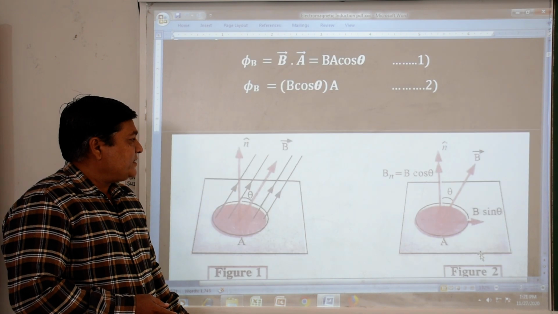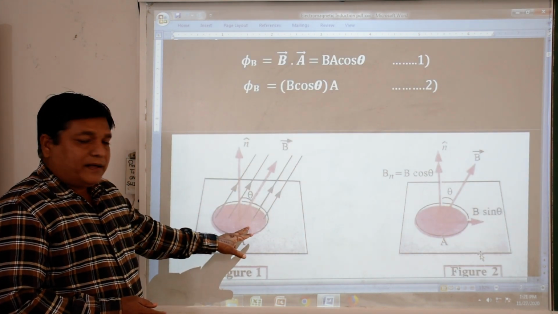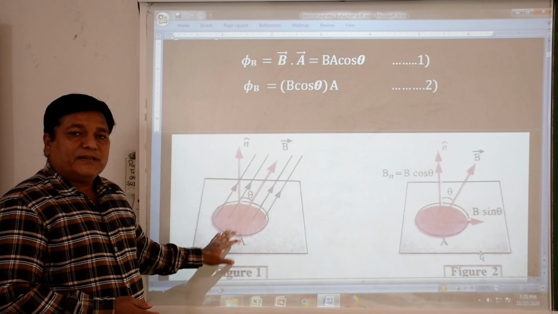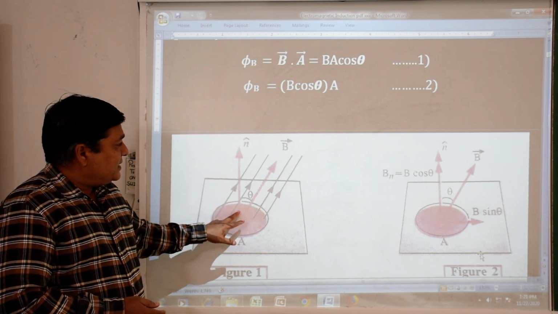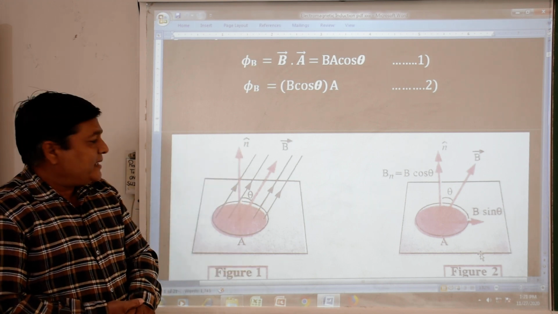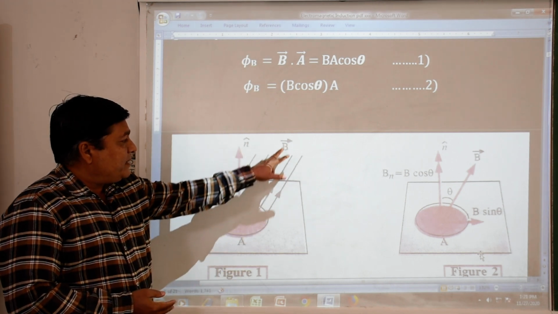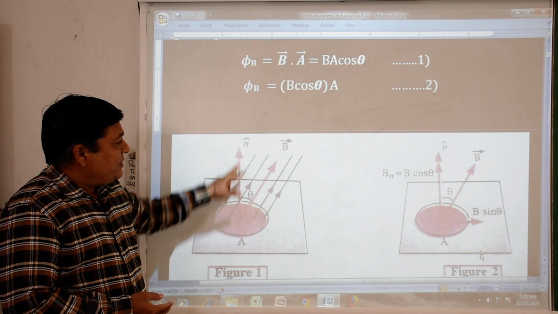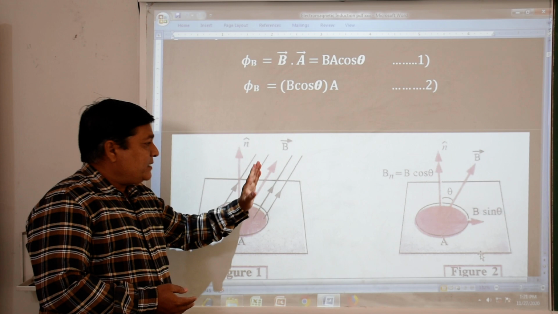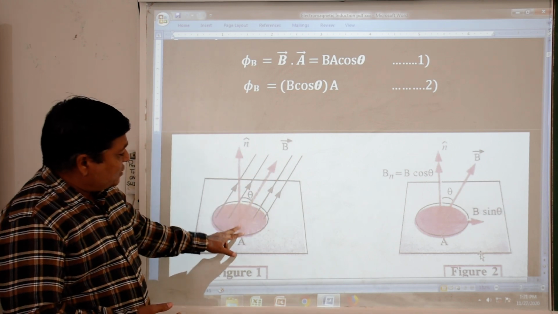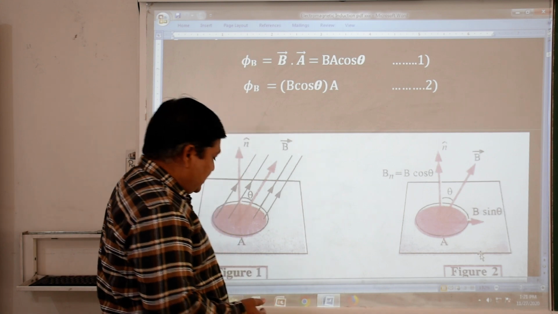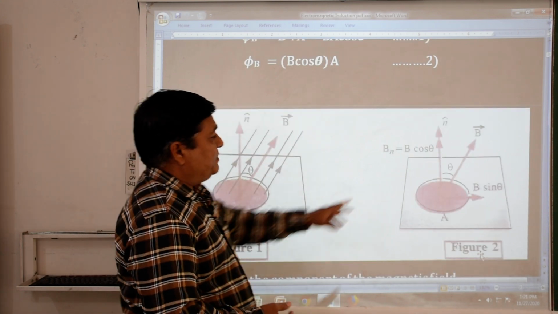Let us see the figure first. This is the area here, and magnetic field lines are passing through this area. We consider that there is a normal direction which is indicated by the unit vector n cap, and the angle between magnetic field B and unit vector n cap is theta here. So, the component of the magnetic field in the direction of the unit vector is B cos theta. We can see figure number 2 here. This is B cos theta.